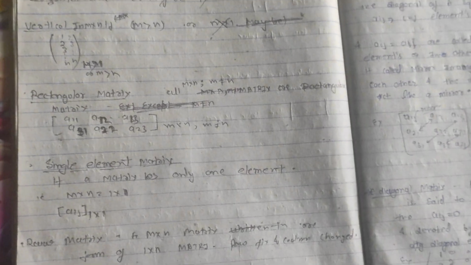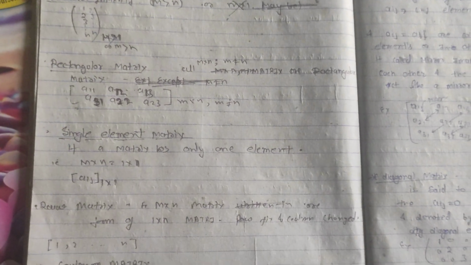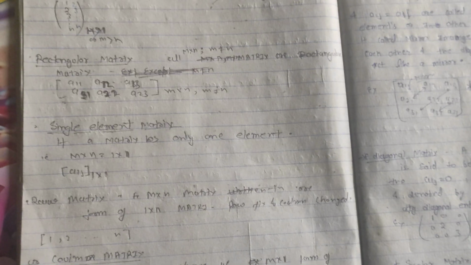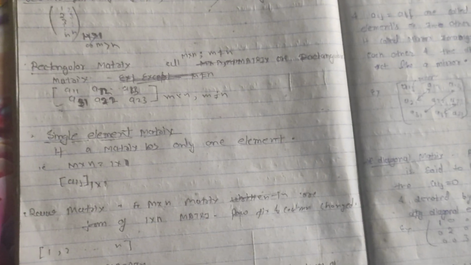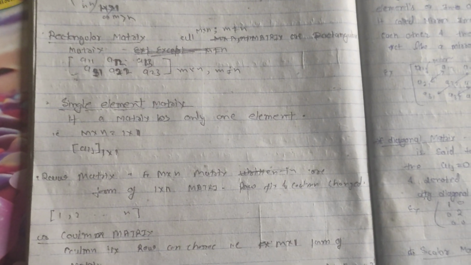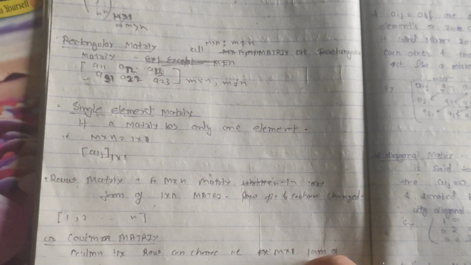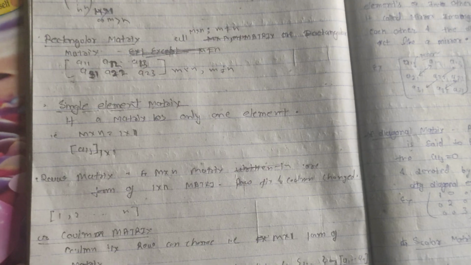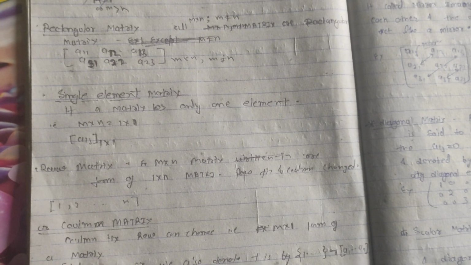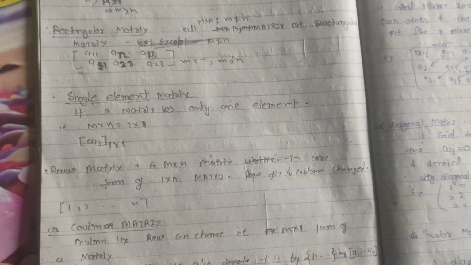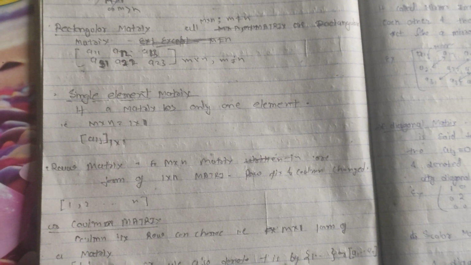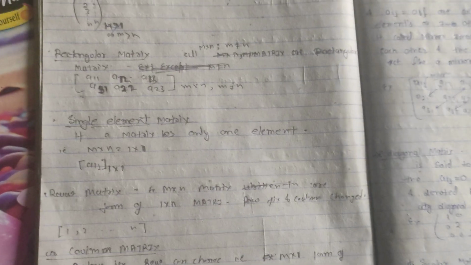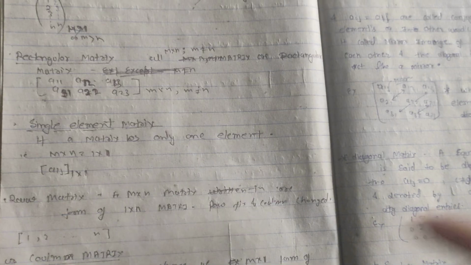And here you see the single element matrix, a matrix that has only one entry, of order 1 cross 1. This is square, also rectangular. Suppose this matrix has only one element, so it is said to be a single element matrix. It is also a square matrix because it has only one item. So this is the single element matrix which has only one element.